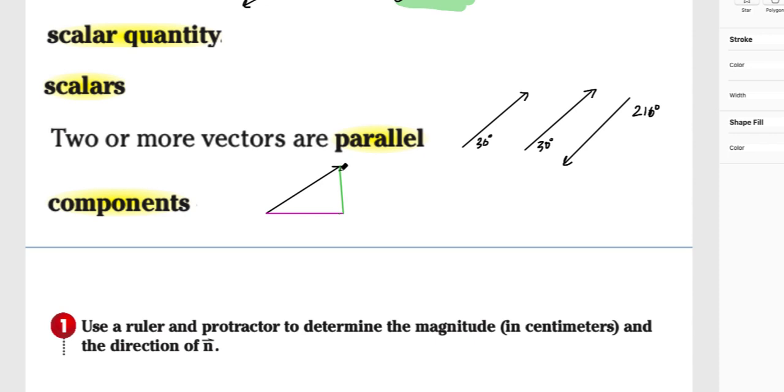So these two vectors that I've drawn here in pink and green are considered components of this black vector. All right. With all of that, let's get started with some examples.